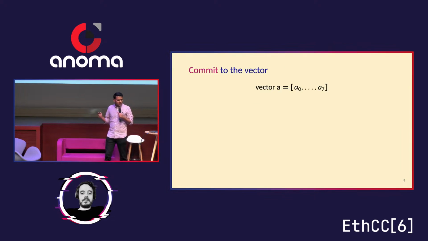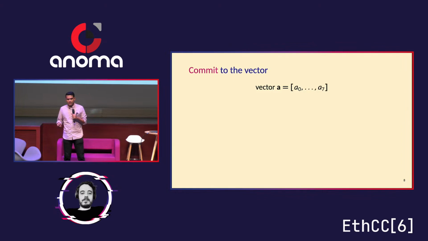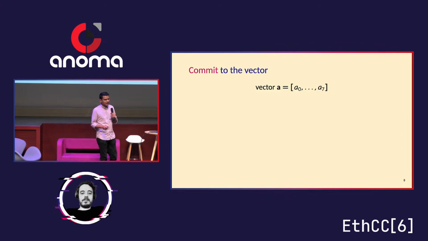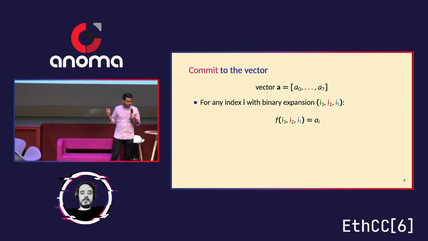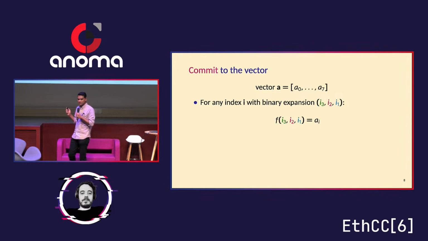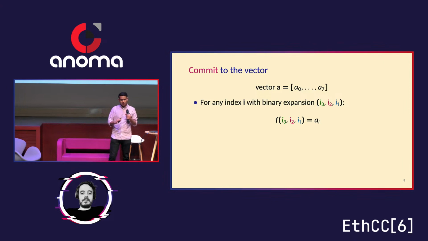So jumping into how we do commitments, say in this example we have a vector of size 8, from A0 to A7. What we do is we first build a function f, such that when you plug in the binary decomposition of I, say in this context I3, I2, and I1, we get AI out of it. So this is a special polynomial which we build. We first have a vector, and we encode it into some polynomial f. And that polynomial, when plugged in with the binary decomposition of the indices in the vector, gives out the value that is in the vector.